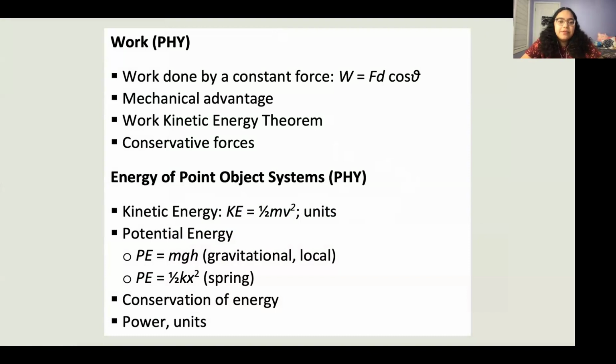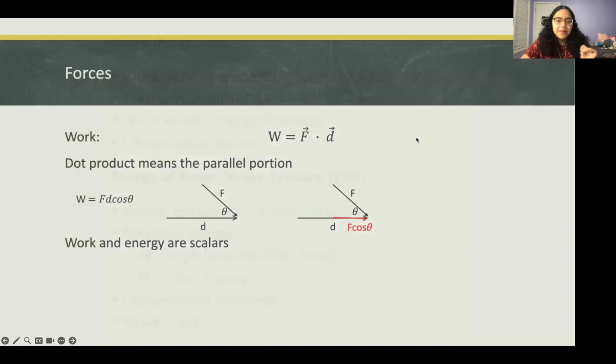And then for energy, the 3 formulas they want you to know: kinetic energy, half mv squared, and potential energy in 2 different ways. There's mgh for gravitational potential energy and half kx squared for a spring. You want to know conservation of energy and power. It's also important, as they say, units. As I mentioned at the start, understanding the units for everything is really important. So keep that in mind for all the different physics concepts.